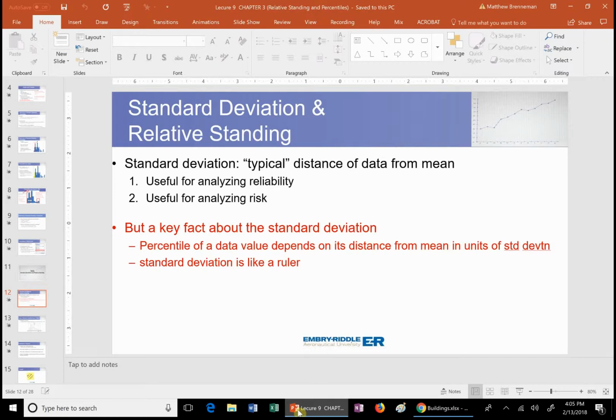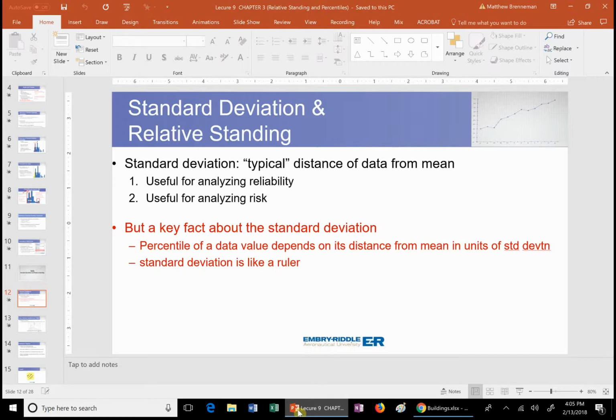We're going to use the standard deviation to calculate percentiles. We're going to find out that the percentile of a data value is very often dependent upon how many standard deviations it is from the mean. This statement's really important. It won't make a lot of sense now, but we're going to illustrate how to do this. And so the standard deviation, this is really a key point.